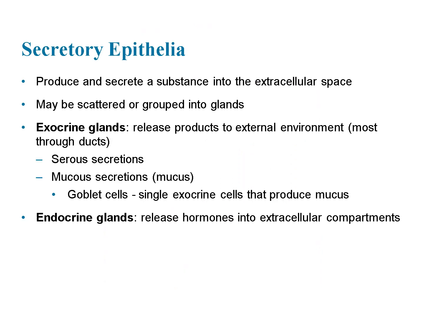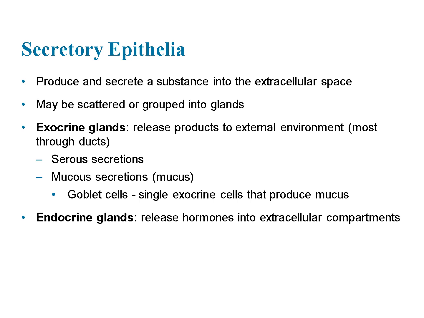Now, let's dive into secretory epithelium, which specializes in producing and secreting substances. This type of epithelium can exist as individual cells, like goblet cells, or as part of larger structures, such as glands. There are two main types of glands to know about. Exocrine glands release their products to the external environment through ducts. These products can be serous secretions, which are watery and enzyme-rich, or mucus secretions, like mucus produced by goblet cells that help with lubrication and protection.